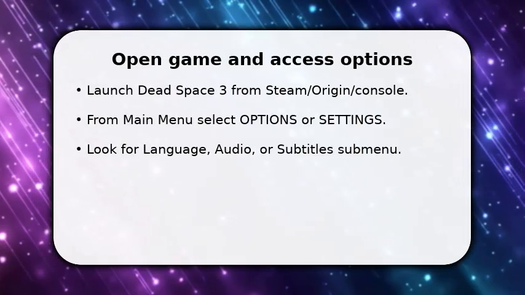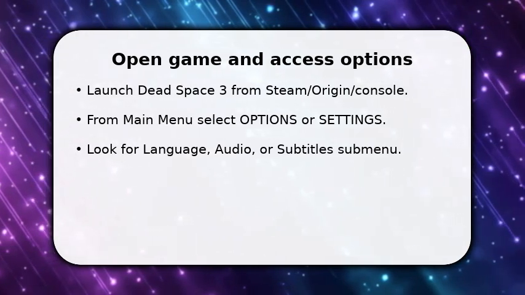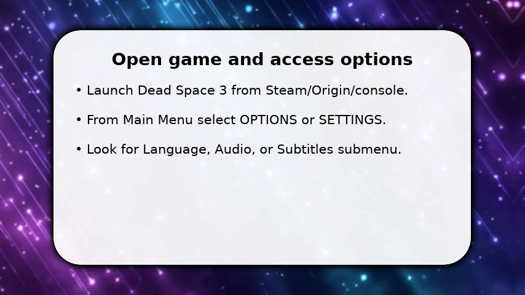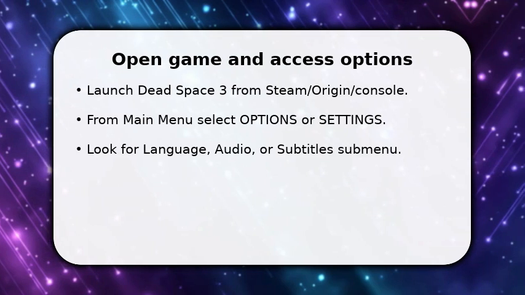You're starting right at the game. Launch Dead Space 3 and stop at the main menu. Once there, open Options or Settings to access language controls. This is faster than digging through saves or profiles.